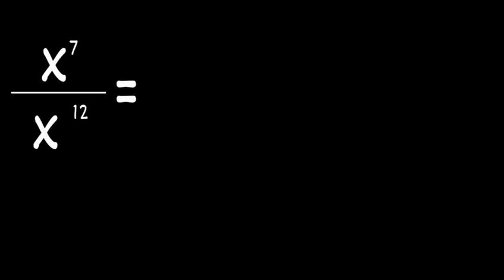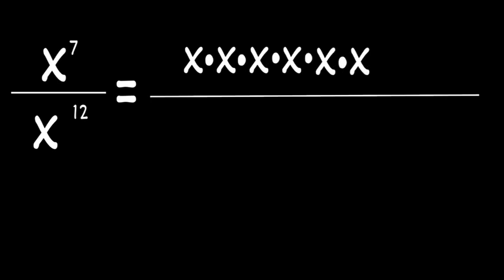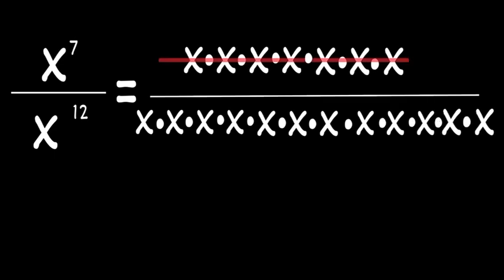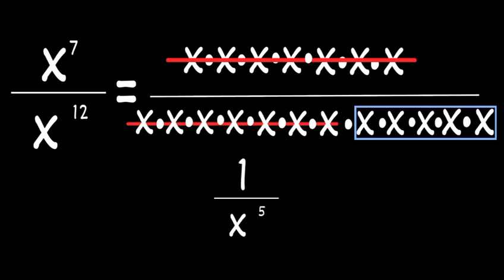Now let's talk about that example. X to the 7th means that we have 7 x variables. X to the 12 means that we have a total of 12 x variables multiplied to each other. So we can cancel all 7 x variables on top and 7 on the bottom. And notice that we have 5 x variables left on the bottom. And that's why it's 1 over x to the 5th.